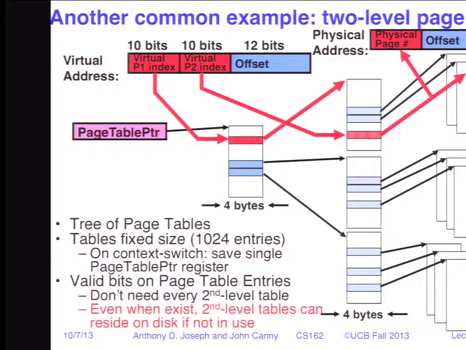Now, we need valid bits on all of these page table entries, because we don't need every second level table. Right? So this is really good for sparse address spaces. And even when they exist, these second level page tables can be out on the disk if they're not being used. So we can page them out. So two different schemes that we can use, segments and pages, or pages and pages, for dealing with very large sparse address spaces. And this is the most common one in use today.